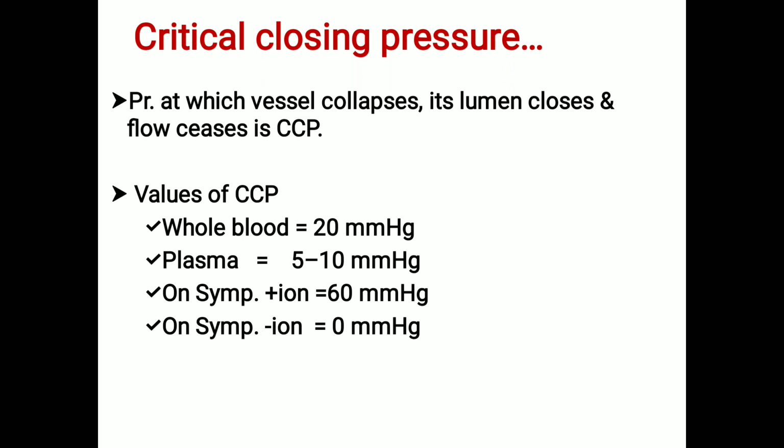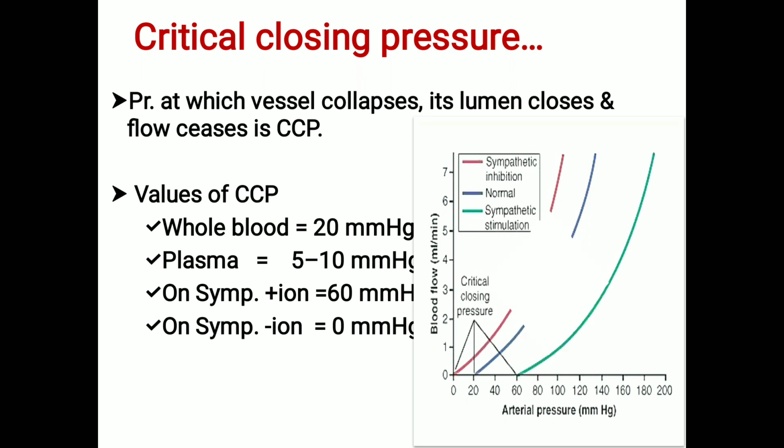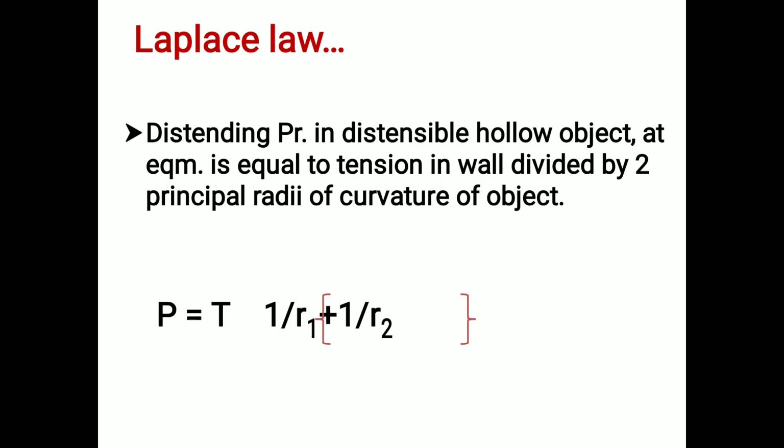Critical closing pressure of blood is more than that of the plasma, because the blood has got more RBCs and cells. Therefore more critical pressure is needed to pass through the capillary of diameter 5 micrometer, and also to maintain the patency of the vessel lumen. All this we have seen in the last class itself.